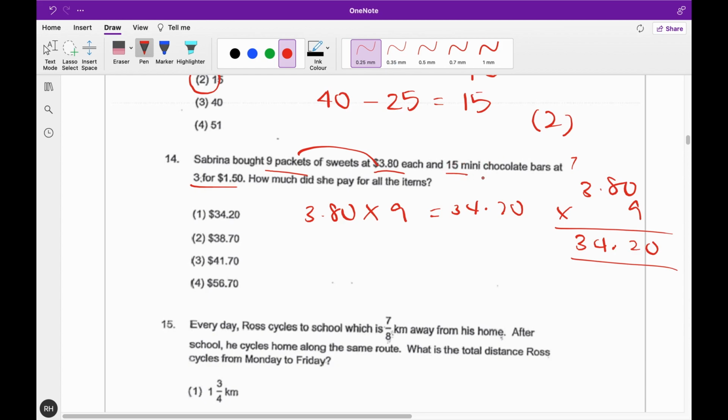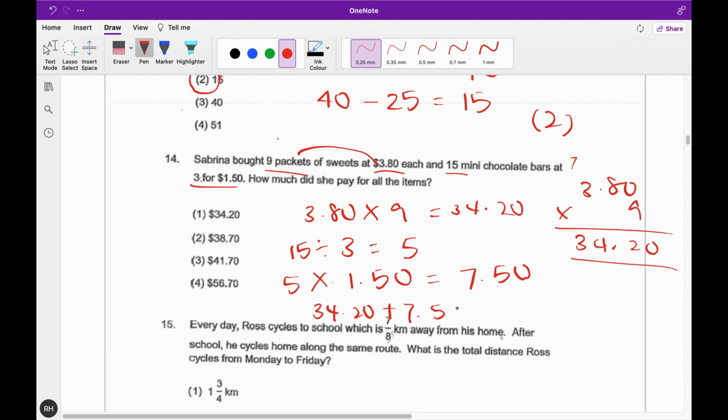Next one, we have 15 mini bars at 3 for $1.50. We want to find how many packets we can buy, since 3 chocolate bars is in 1 packet. So we'll do 15 divided by 3. We know we have 5 packets of 3. And if 3 mini chocolate bars is $1.50, we can just take 5 packets times 1.50. We'll get 7.50. To find the total for both items, we will take 34.20 plus 7.50.